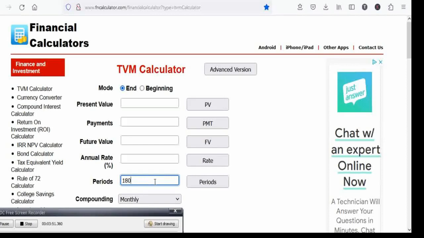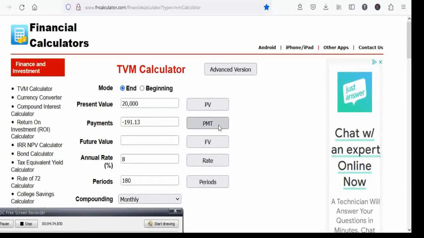The annual rate of interest on the original note is 8%. So we put 8 right here into the annual rate field. The present value, the amount the note is written for, is $20,000. So once these three parameters are plugged in, solve for payment by pressing the payment key. You should come up with $191.13.